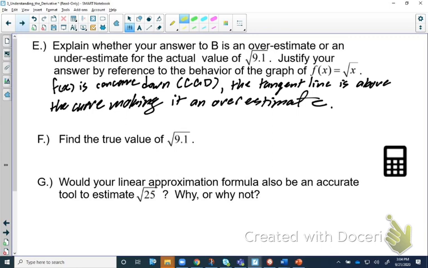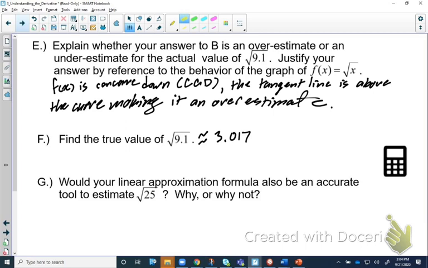So now find the true value of the square root of 9.1. You just type that into your calculator at this point. They're telling you to use your calculator. And here, the square root of 9.1 positive on my calculator works out to be 3.017 approximately. And what we estimated it to be at 9.1 was just above 3. We had the 181 over 60.